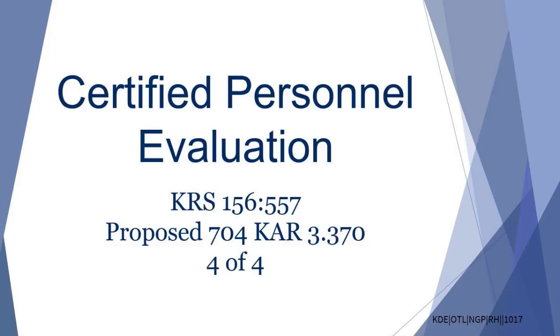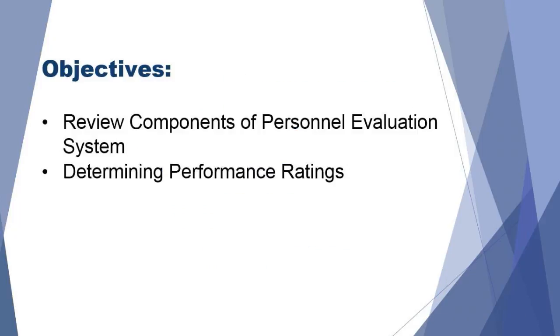In the past few weeks, we have offered this, our fourth series of things to be thinking about when you're working with your certified evaluation plan. Today our objectives sound simple, but they're big decisions for you to make. We're going to briefly review the components of a personnel evaluation system, what we talked about already, and some decision-making points that you and your 50/50 committee will have to take before your local board, as well as begin thinking about how you will determine performance ratings.